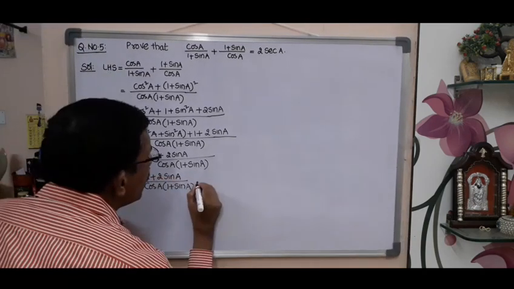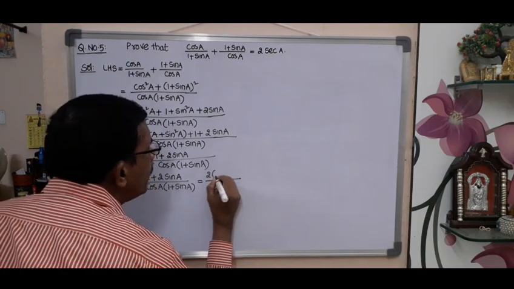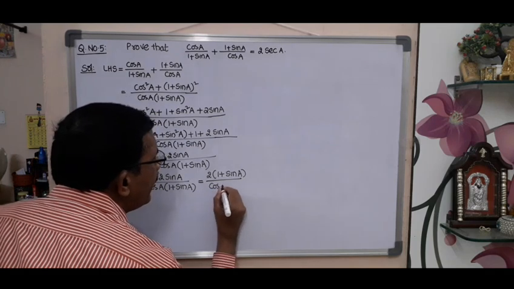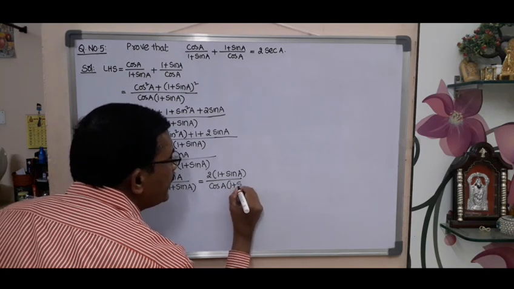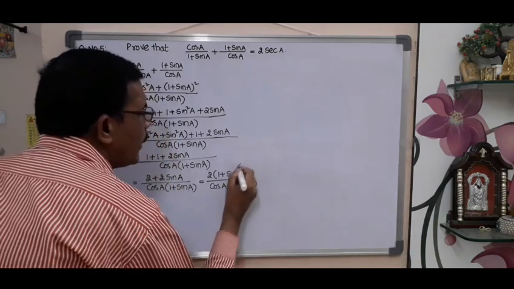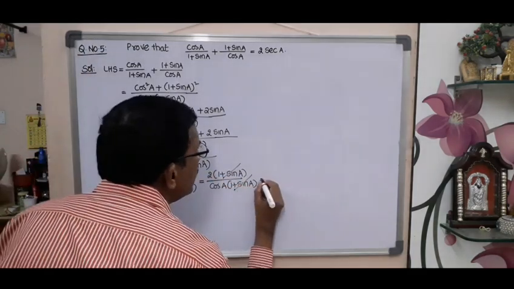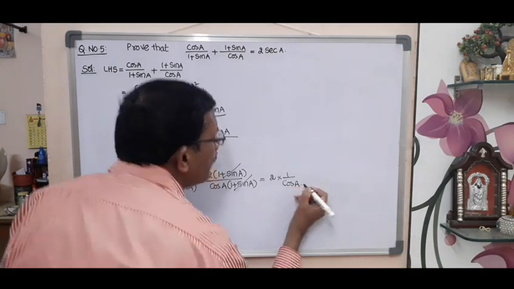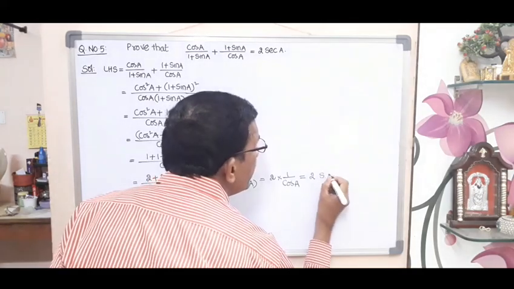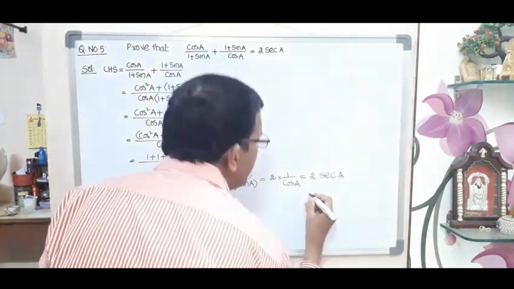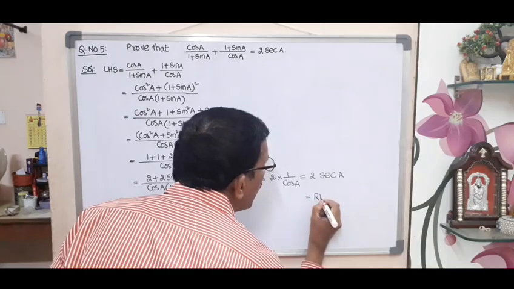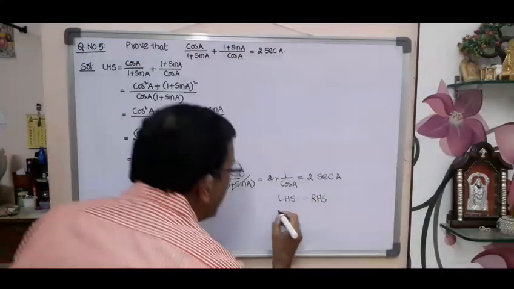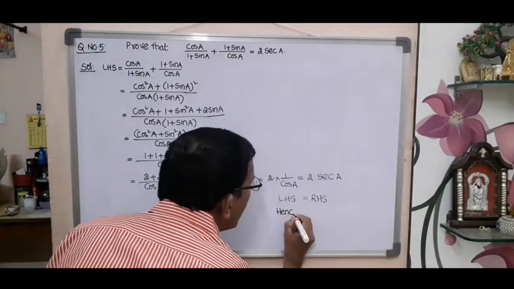We can take 2 common in numerator, 2 of 1 plus sin A by cos A into 1 plus sin A. This 1 plus sin A will get cancelled, that is equal to 2 into 1 by cos A, that is equal to 2 secant A, that is RHS. LHS is equal to RHS, hence proved.